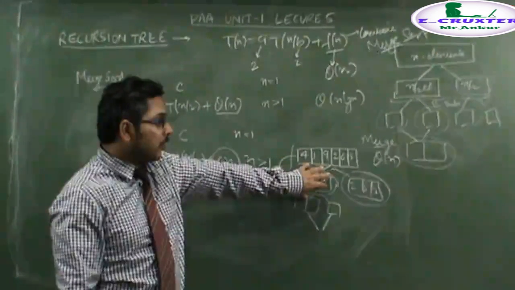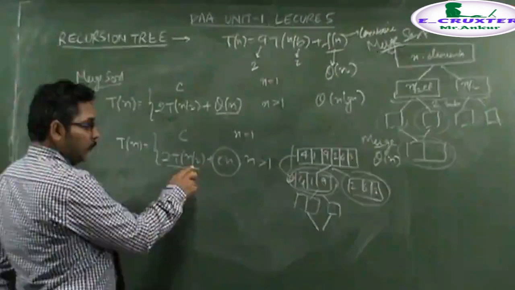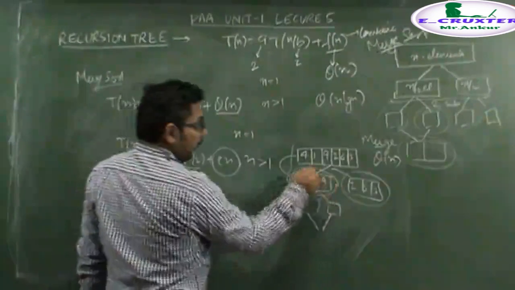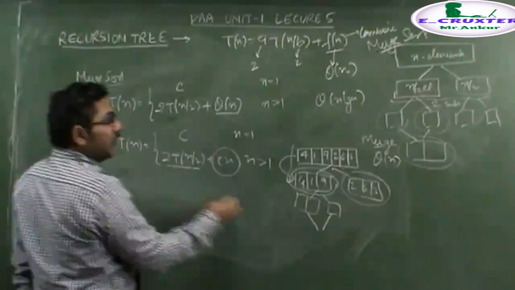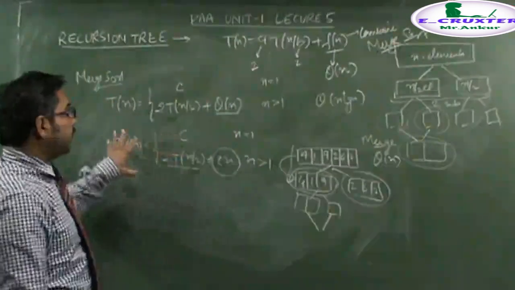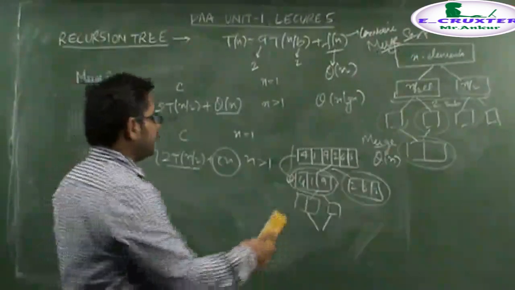The solving time of this subproblem is T of n upon 2, and the solving time of this subproblem is also T of n upon 2. Hence the solving time of these two subproblems is 2T of n upon 2, and the combining time of these two is c of n. Thus the equation comes like this. Now how are we designing the tree? Just notice that.